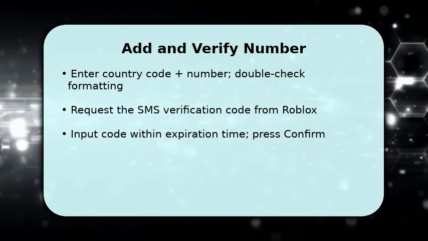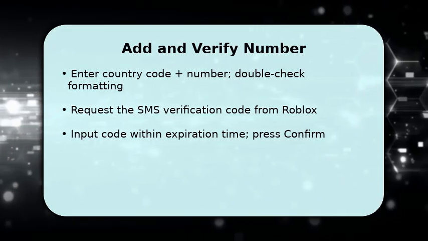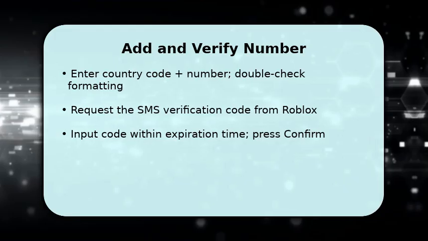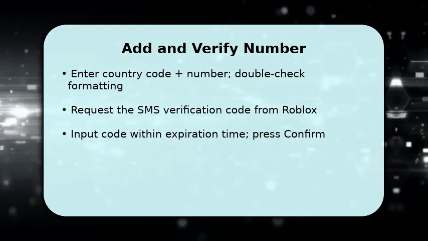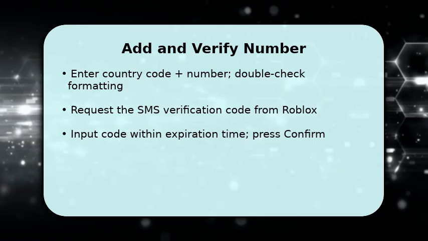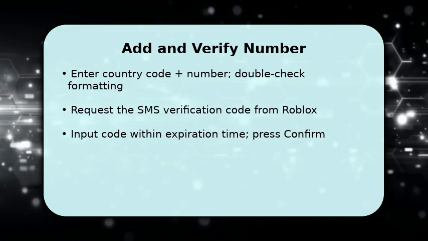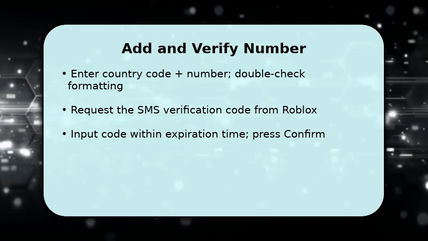Once you've entered the number, request the verification SMS. Roblox sends a short numeric code. When the message arrives, type the code into the verification box on the website immediately, because codes often expire in minutes. If the code fails, don't repeatedly request many messages. Wait 1 minute between attempts to avoid carrier delays.